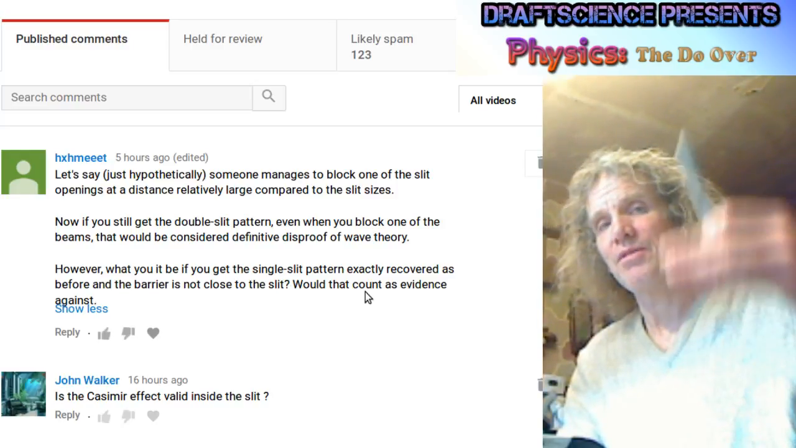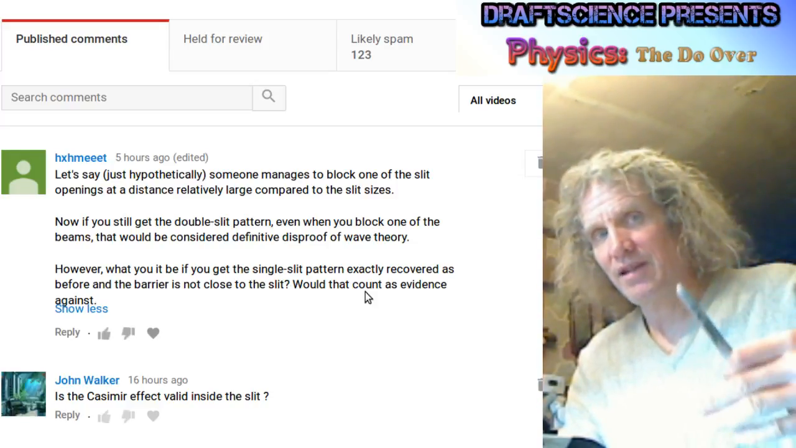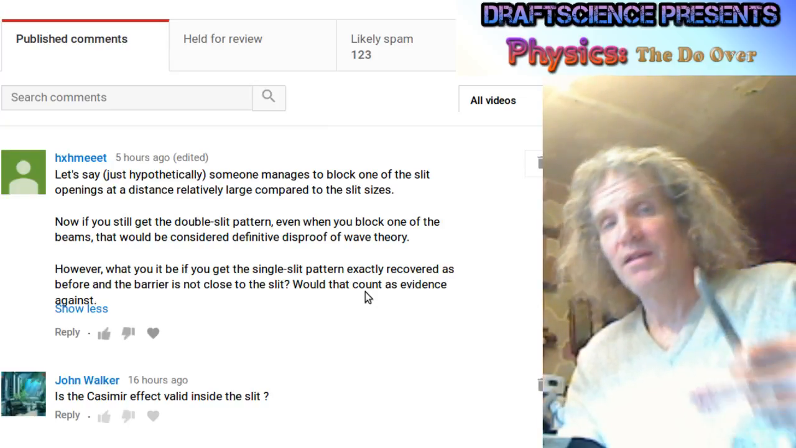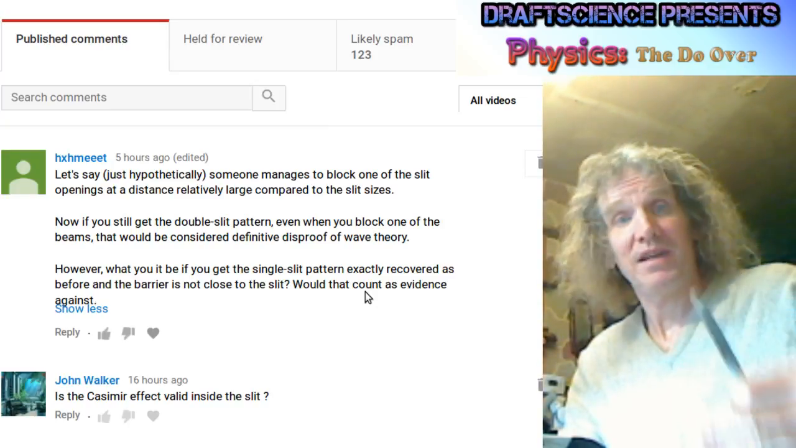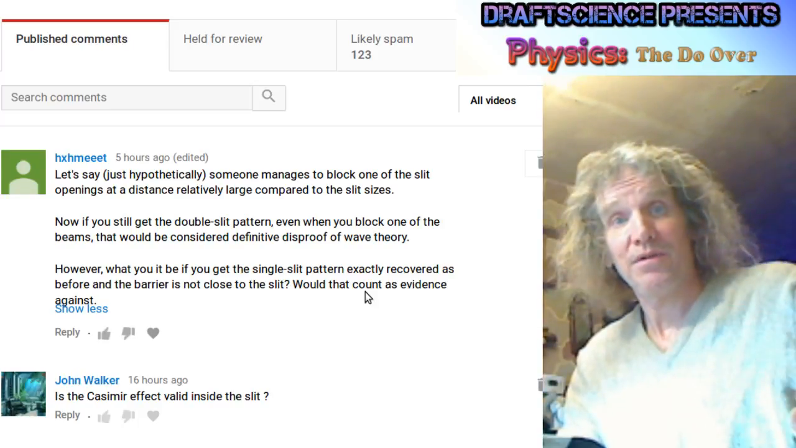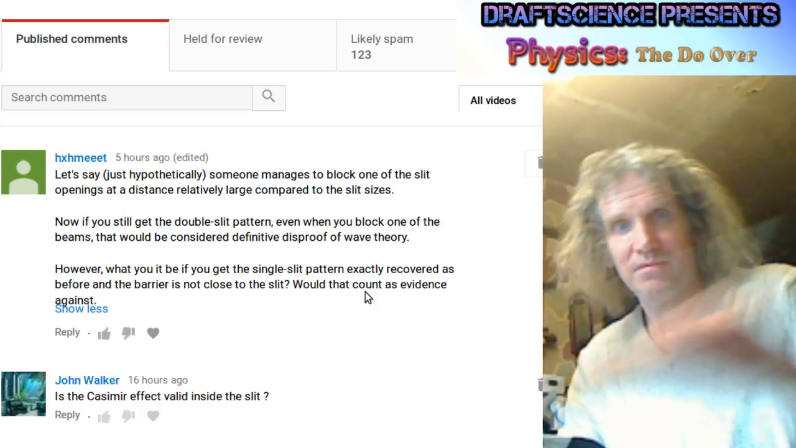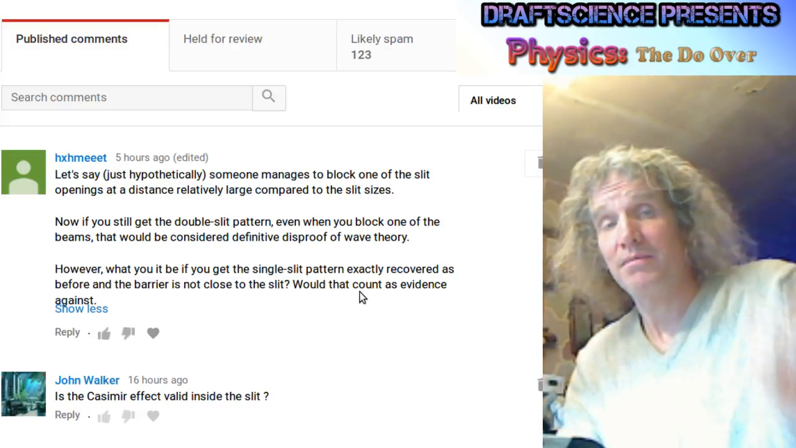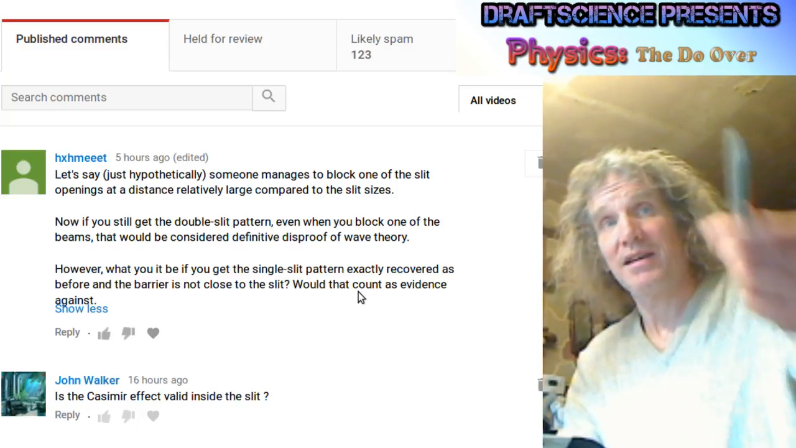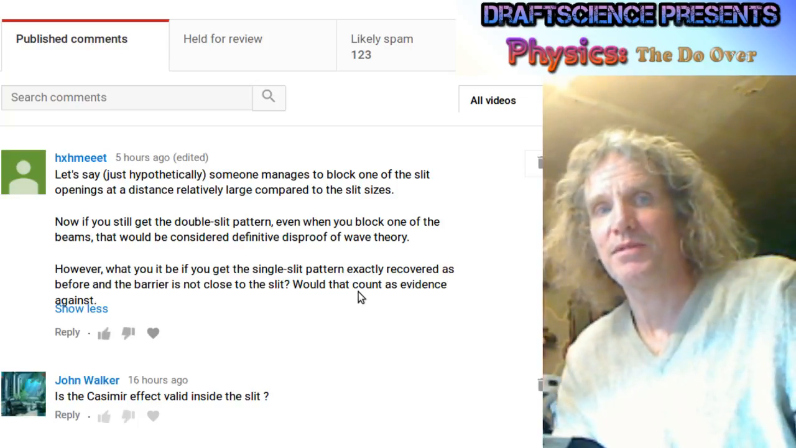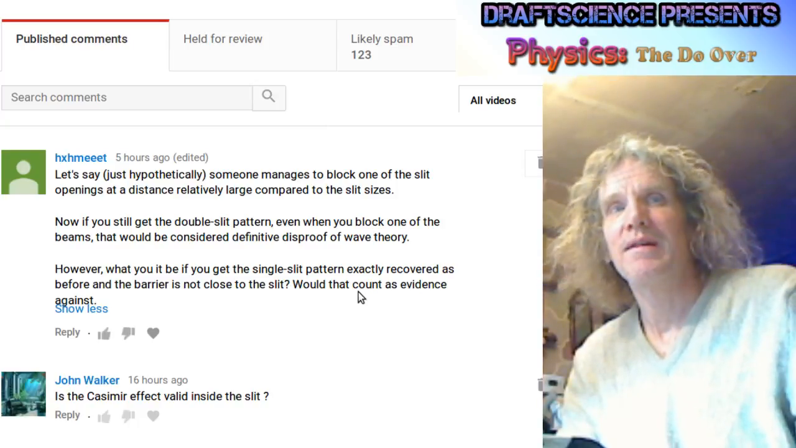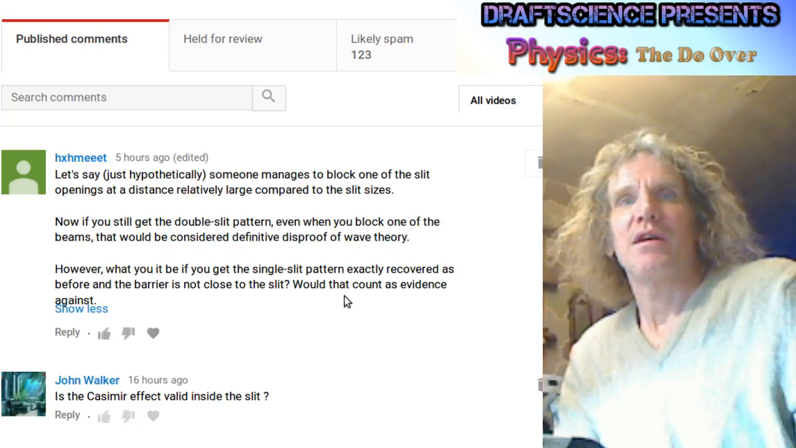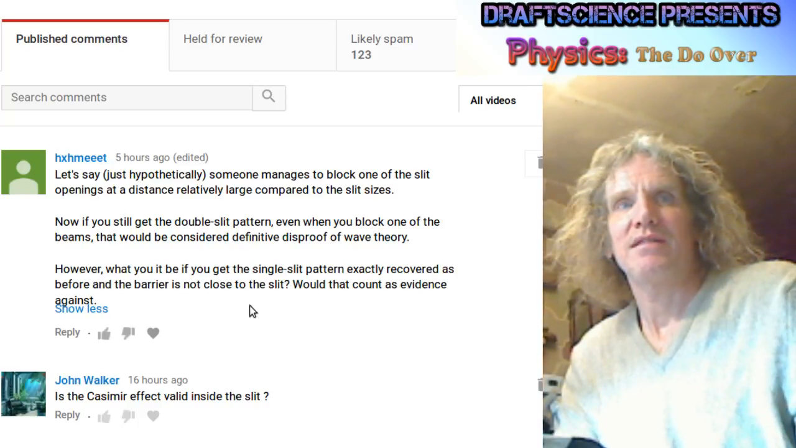But it all depends on how you're masking that second slit, because as I stated, you're creating a new piece of matter that you're putting in proximity to the experiment, which means if it has a charge, that charge is going to influence the other elements of the experiment. So, yes, this is all theoretically not bad, but this is the kind of stuff somebody with really precise instruments has to do. This is a little tricky for an at-home experiment. Anyway, before the barrier, not close to the slit, would that count as evidence against?